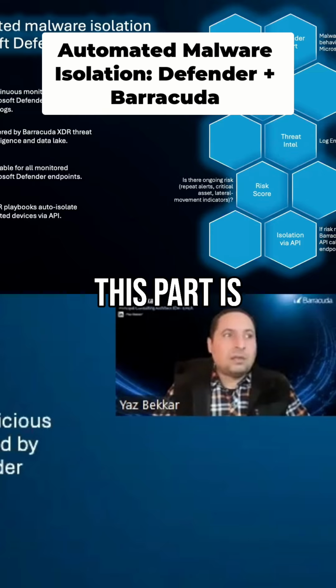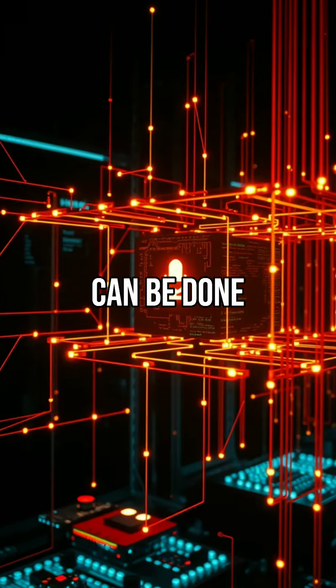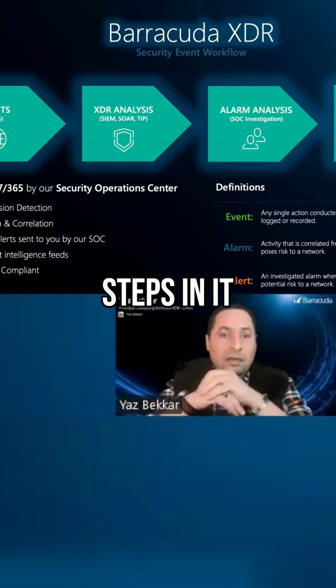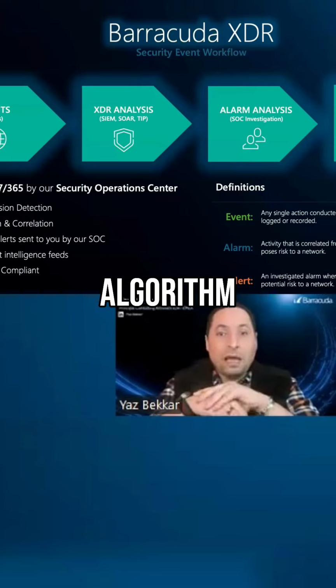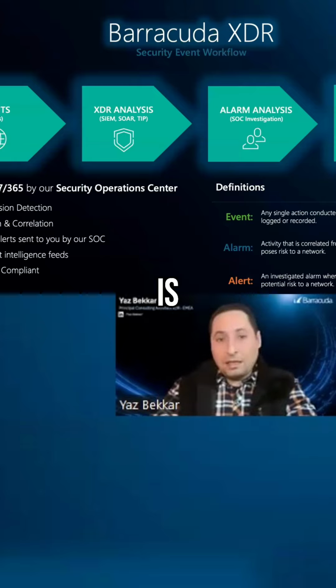This part is quite interesting. Now, in my opinion, a good detection can be done only if there are multiple steps in it. And a good detection would be to have an algorithm score in it. Therefore, what we have is exactly that.